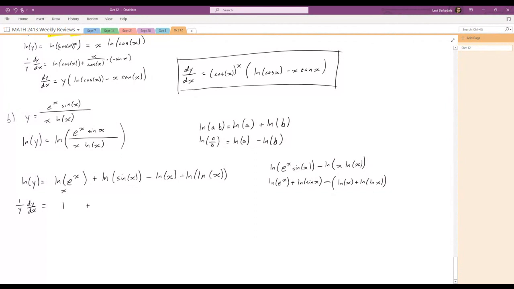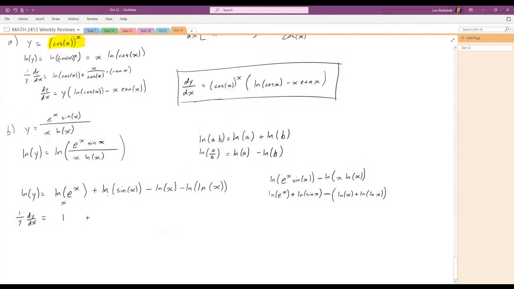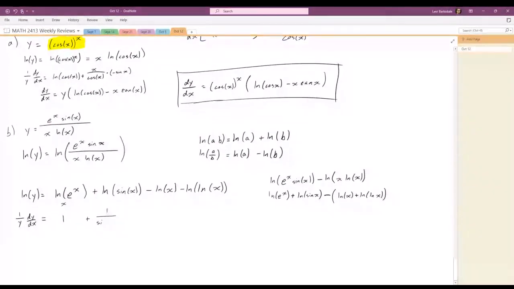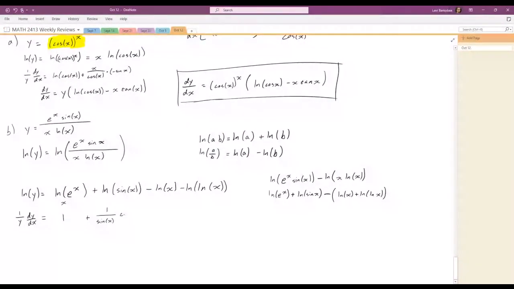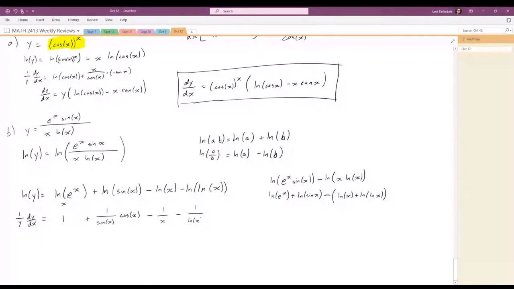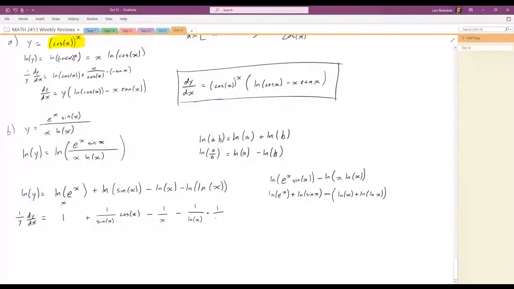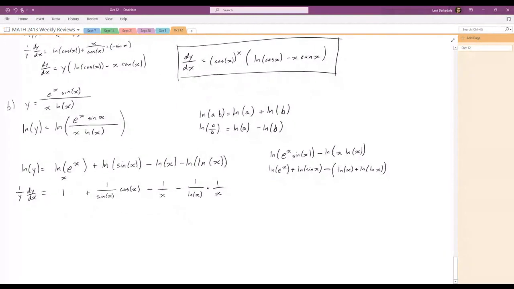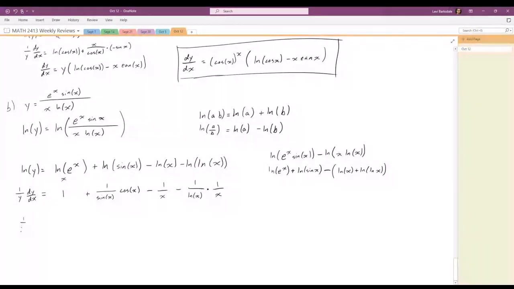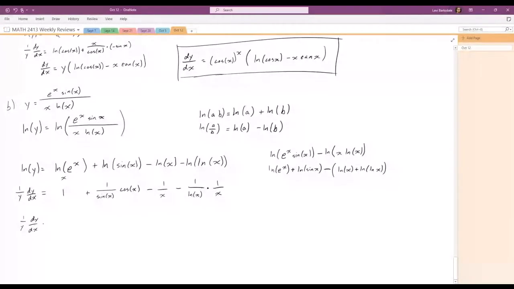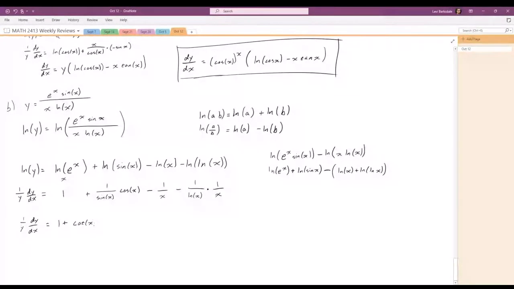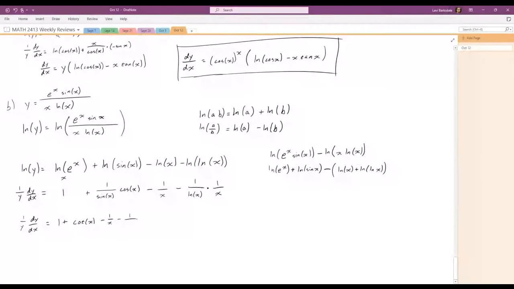Let's see, where was I? Taking the derivative, right. So we took the derivative of x and got 1. The derivative of natural log of sine x is going to be 1 over the inside, so 1 over sine of x, times cosine of x, the derivative of sine x. Then we have minus 1 over the inside, 1 over natural log of x, times the derivative of natural log of x. The derivative of natural log of x is 1 over x. So 1 over y times dy dx is equal to 1 plus cosine over sine, it's cotangent, minus 1 over x, minus 1 over x natural log of x.